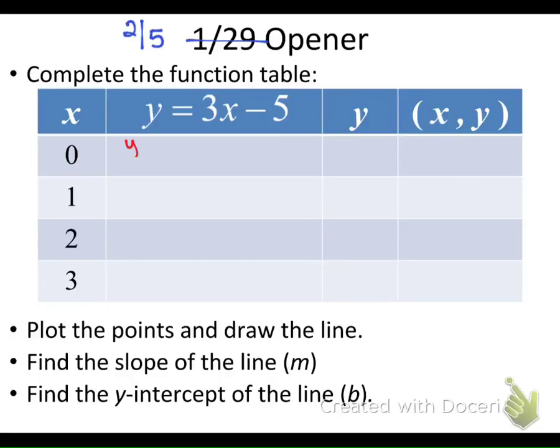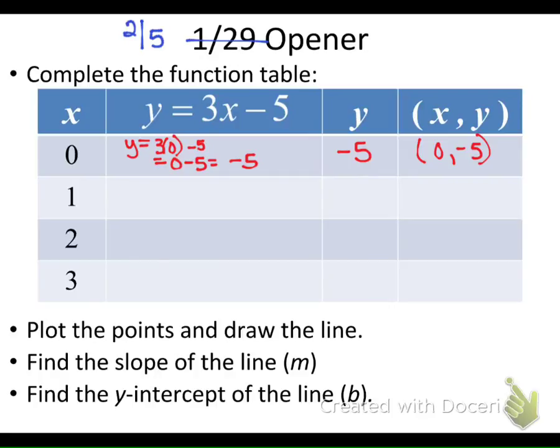Okay, so first things first, though. What do I input for my x? 0. Do I need to write the function for this particular equation? Nah, I just need to write y equals 3 times 0 minus 5. What's 3 times 0? 0 minus 5? Negative 5. So my output is negative 5. My ordered pair? 0, negative 5. Good.